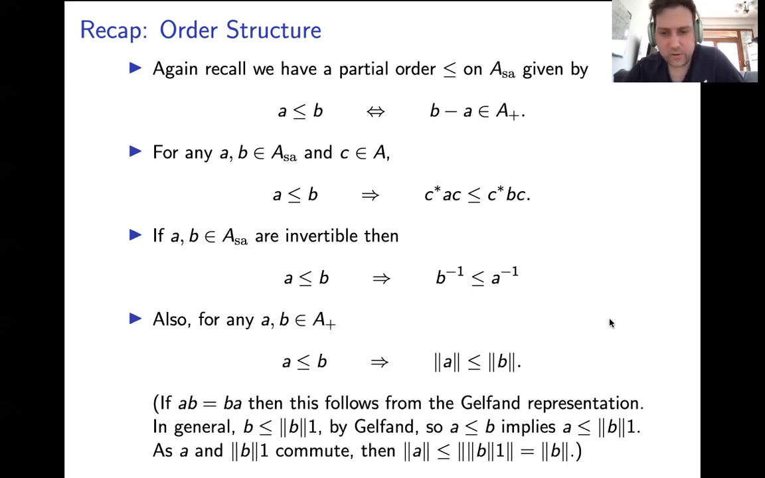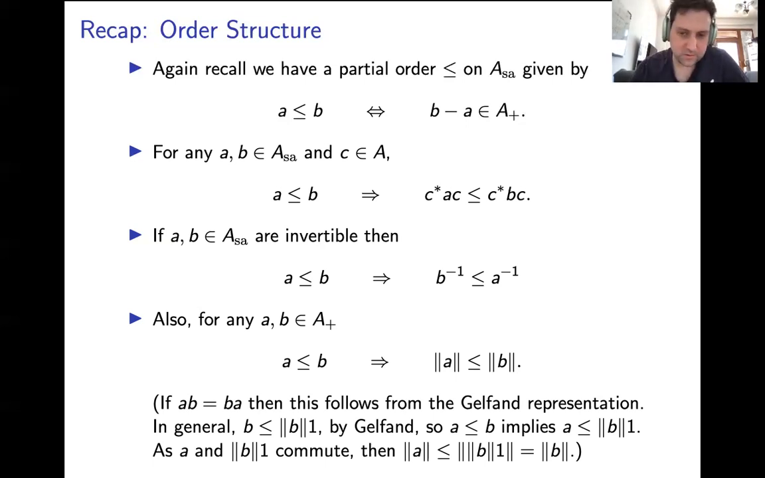And another little fact, which I'm not sure was mentioned last time, but it's fairly easy to see, is that if you have two positive elements and you know that one is below the other, well, then that immediately tells you that the norm of the first one is also below the norm of the second. Right? So if these guys commute, well, then this immediately follows from the Gelfand representation. So again, if you're imagining A and B as functions on some space, the same space, well, then for A to be below B means that at every point, the value of A is still below the value of B. So if you take the supremum over all those values, then of course, the supremum over all values for A is going to be less than the supremum for all values for B. And this is just the norm.